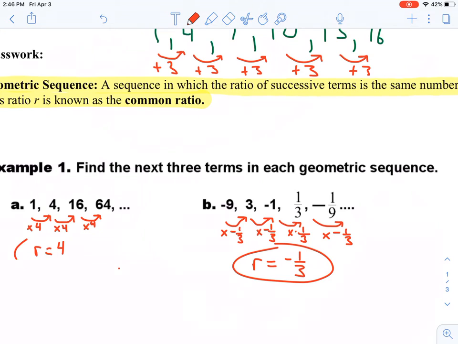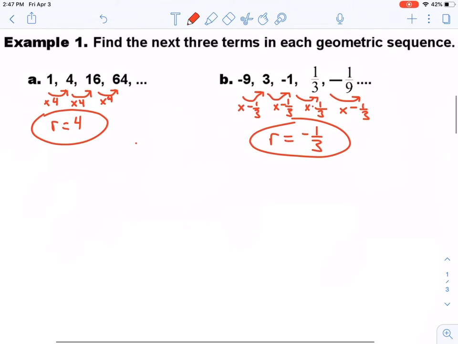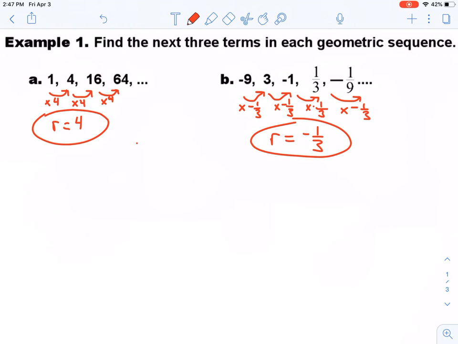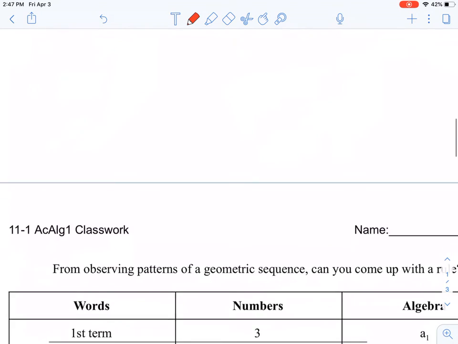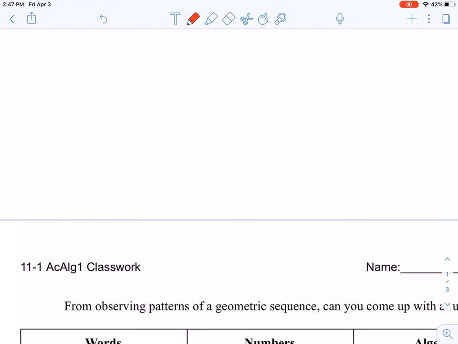Now, obviously, that's great if I'm able to identify the common ratio, but there's got to be some sort of formula based on where I'm starting and what my common ratio is in order to figure out what a large term is. Like, for example, in part B, what would the 25th term be? Well, as of right now, we don't have the formula, but I'm going to show you that in a second here.